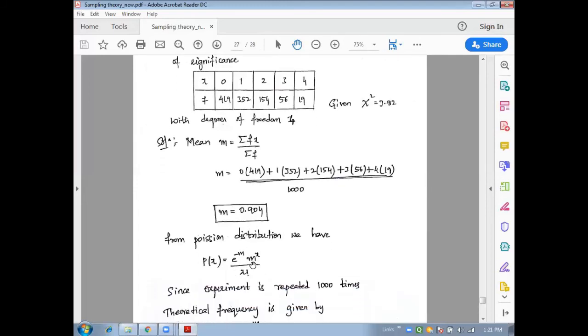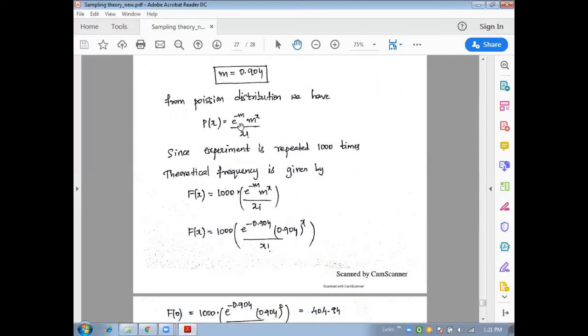So what is the Poisson distribution formula we have here? P of X is equal to e to the power of minus M into M to the power X divided by X factorial. So we have got the M value. Since the experiment is repeated 1000 times, because we have just now got the summation of F as 1000, the theoretical or expected frequency is given by F of X equals 1000 into P of X. So what is your P of X? e to the power of minus M into M to the power of X divided by X factorial. So we have got a theoretical frequency. We framed the equation by substituting the mean value, 0.904, wherever the mean value is there.